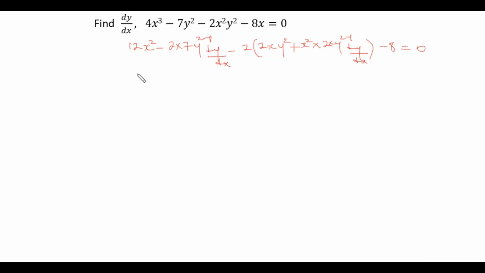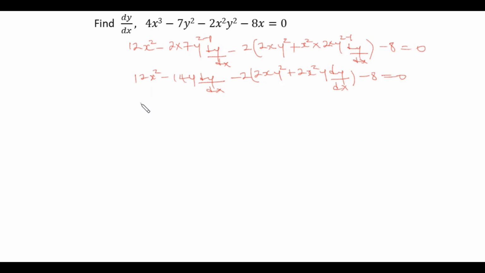Then we write 12x squared again. 12x squared minus 14y dy/dx. We have minus 2 brackets, 2x y squared here, plus 2x squared, now we have 2x squared y here, 2 minus 1 is 1. Then we write dy/dx minus 8 equals 0.